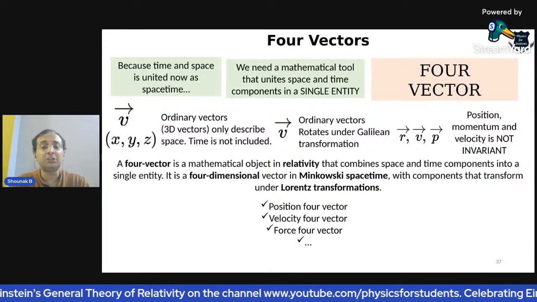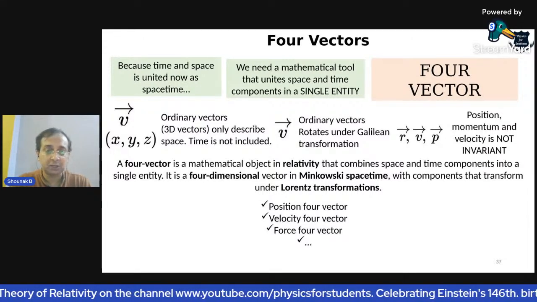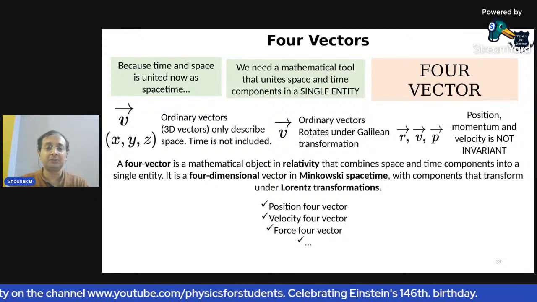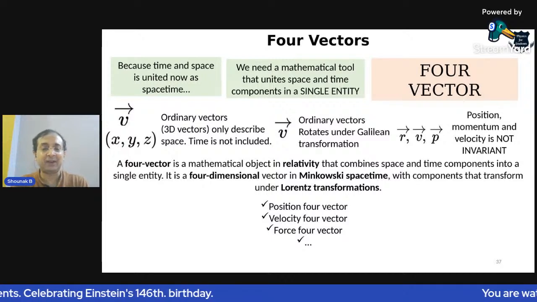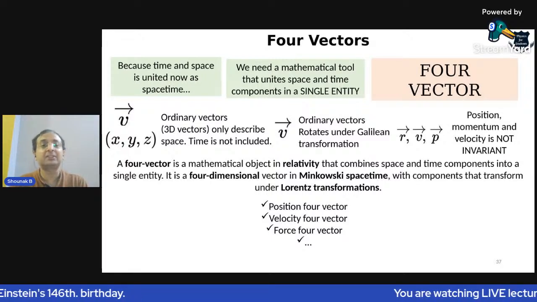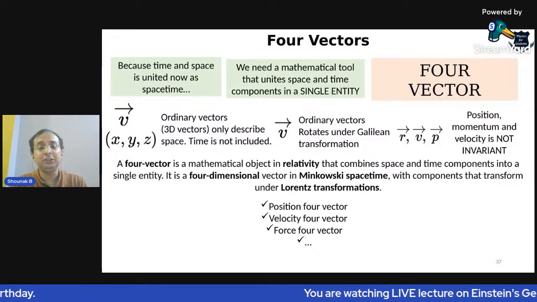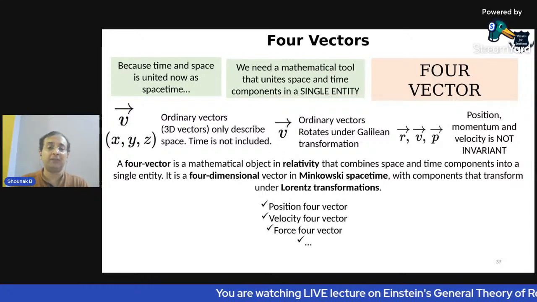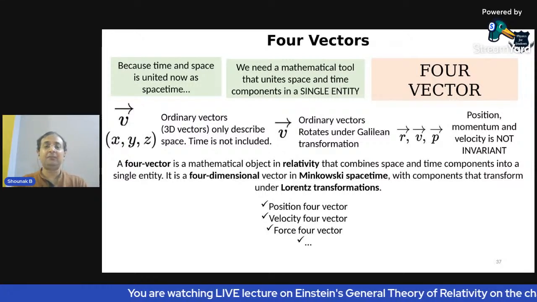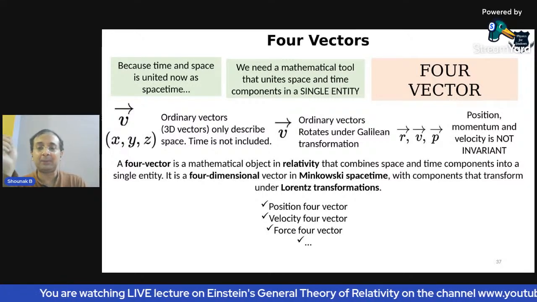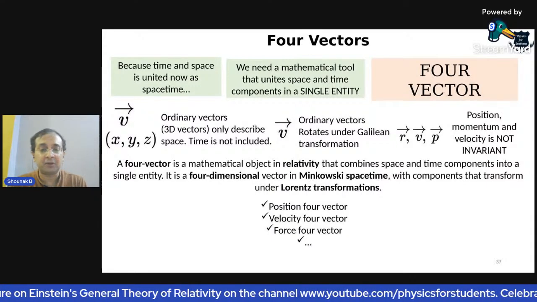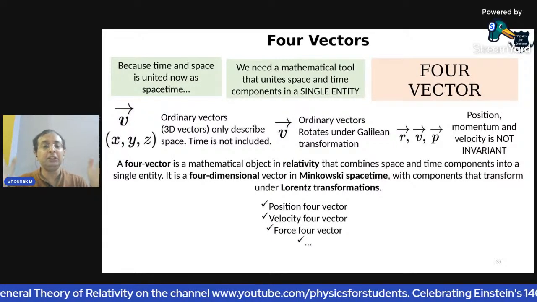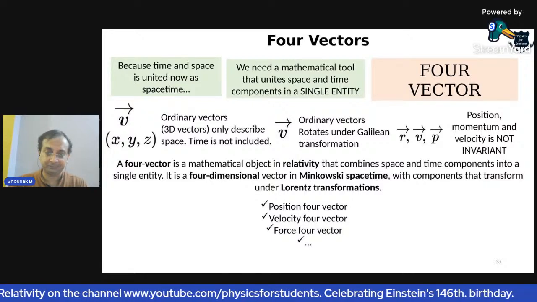And this is what is called a 4 vector. Ordinary vectors have x, y, and z, but ordinary vectors actually do not help in uniting what is called a 4 vector. That is why position, momentum, and velocity are not invariant, and 4 vectors are required, because in relativity we need to combine time and space.